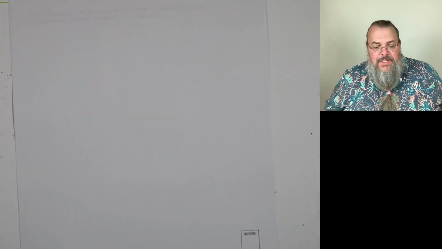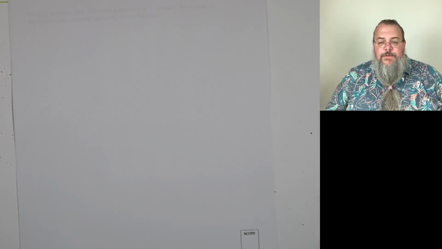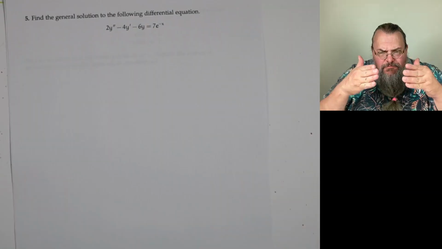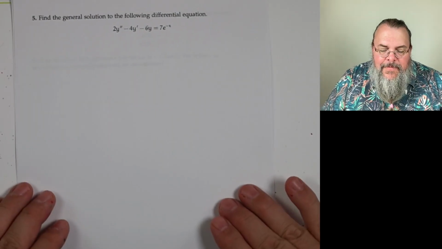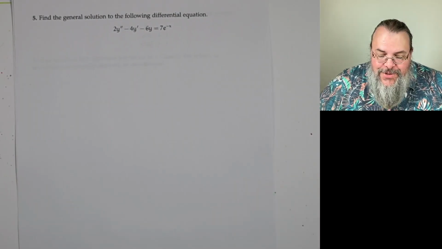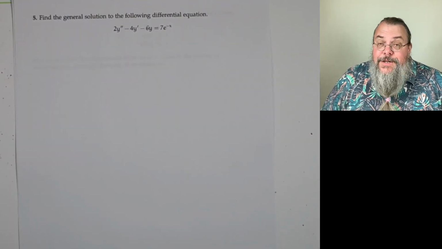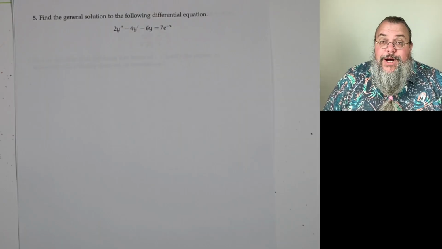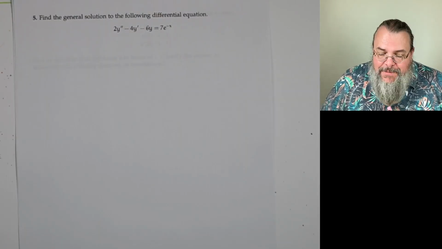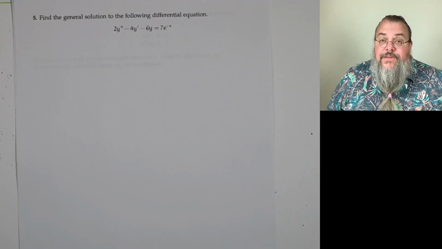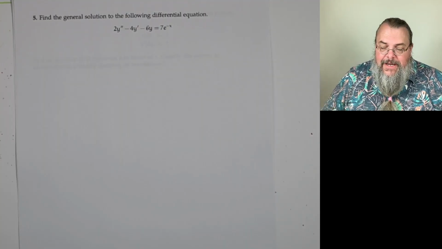There you go. All right, well, still a few more problems, right? Focus. Focus. We can do this. Find the general solution to the following differential equation. 2y double prime minus 4y prime minus 6y is 7 e to the negative x.